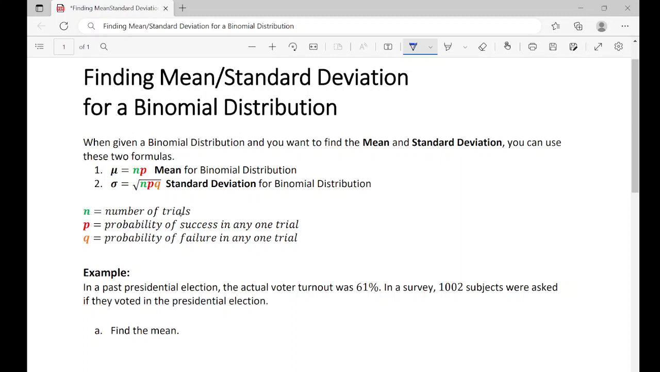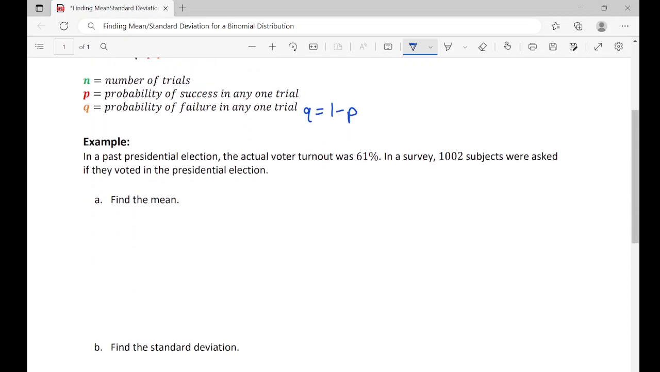n is the number of trials, p is the probability of success of any one trial, and q is the probability of failure in any one trial. And remember, q is just 1 minus p. So, knowing that, let's find the mean and standard deviation for this question.